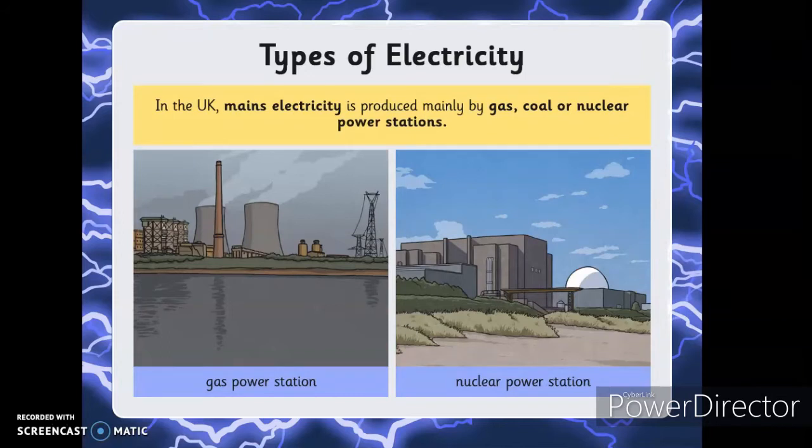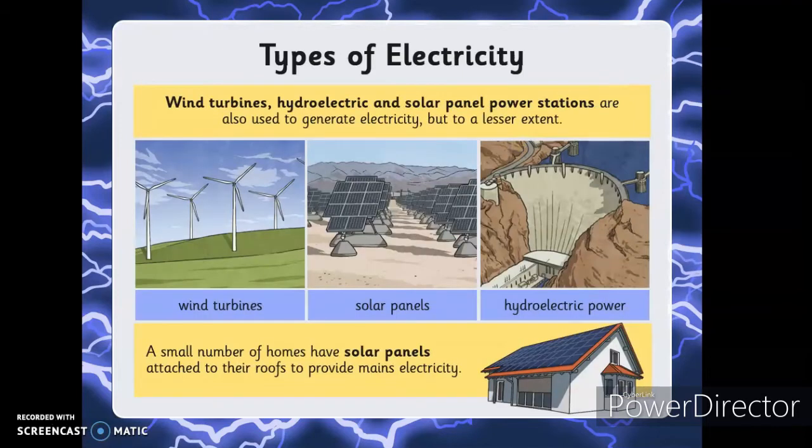In the UK, mains electricity is produced mainly by gas, coal or nuclear power stations. We also use wind turbines, hydroelectric and solar panel power stations to generate our electricity, but at the moment the bulk of it is produced by burning gas, coal or nuclear. And more homes are now having solar panels put on their roofs to provide mains electricity.